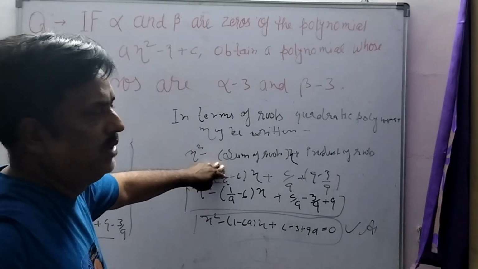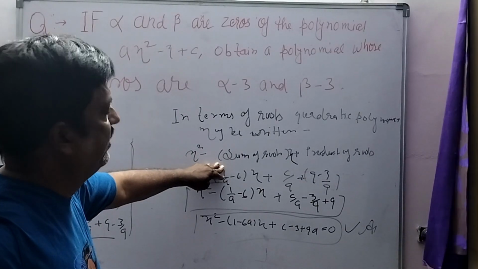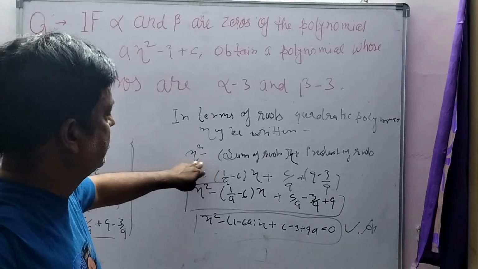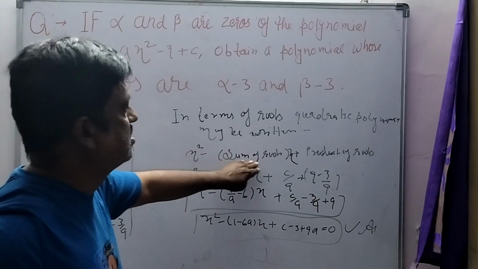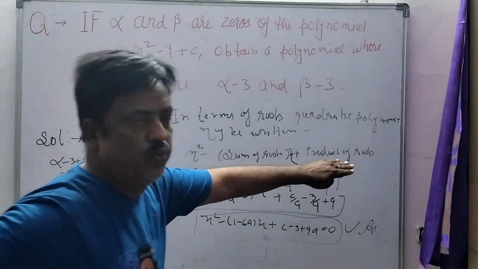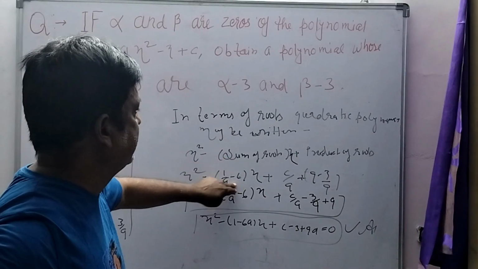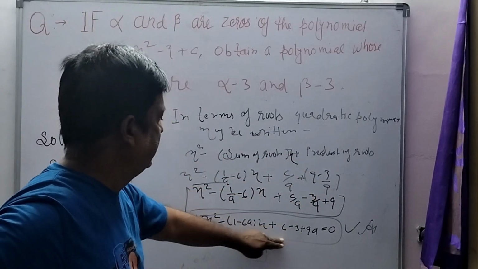If two roots are given, then we should obtain the quadratic equation, a polynomial of second degree: x square minus sum of roots into x plus product of the roots. We find the sum of roots and the product of roots and simplify. Okay.